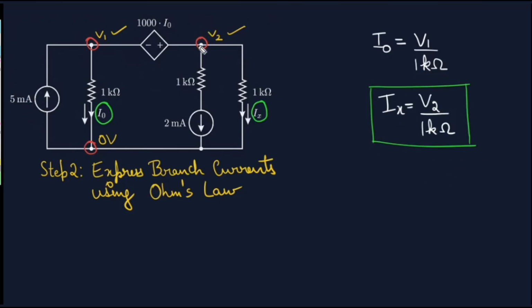Now observe the middle branch. It contains a resistor and a 2 milliamps current source connected in series. Since an ideal current source fixes the current through the entire branch, the current through this branch is 2 milliamps. Now don't write V by 1 kilo ohm plus 2 milliamps, that is voltage across a resistor divided by 1 kilo ohm plus 2 milliamps, for this particular branch, because the current source already determines the branch current.